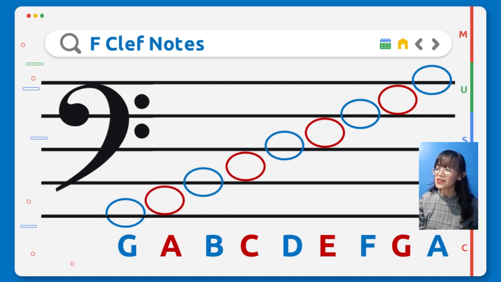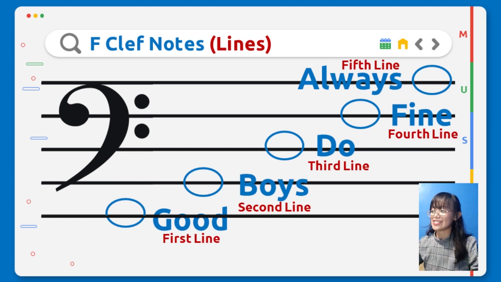So kung kanina we have a technique to remember the notes on the treble clef line notes. Now we also have this technique for the F clef notes na written on the line. So we're going to use this technique na good boys do fine always. So good, the letter G, dun siya sa first line. Second line, we have B, which means boys. Third line, we have the D note, do. Then on the fourth line, we have fine. Then on the fifth line, we have always. So, good boys do fine always.